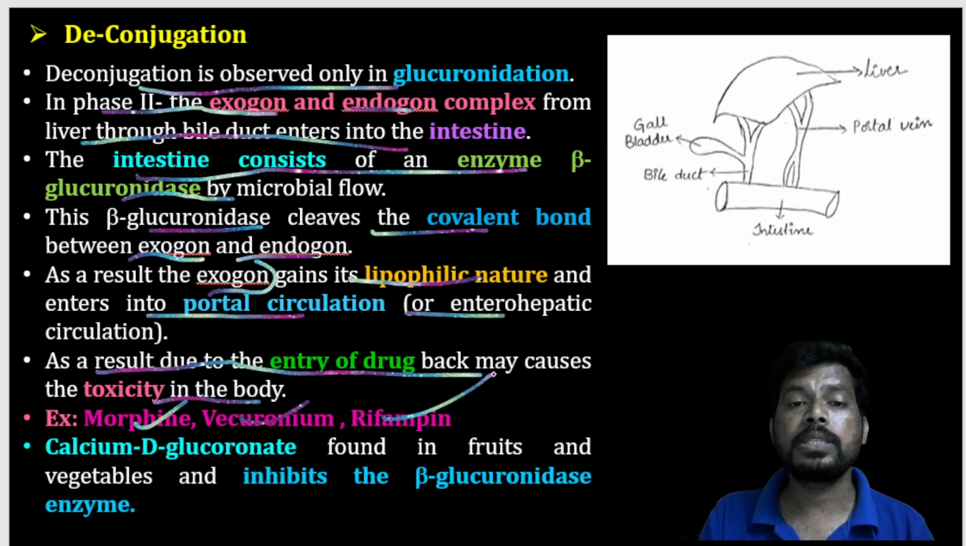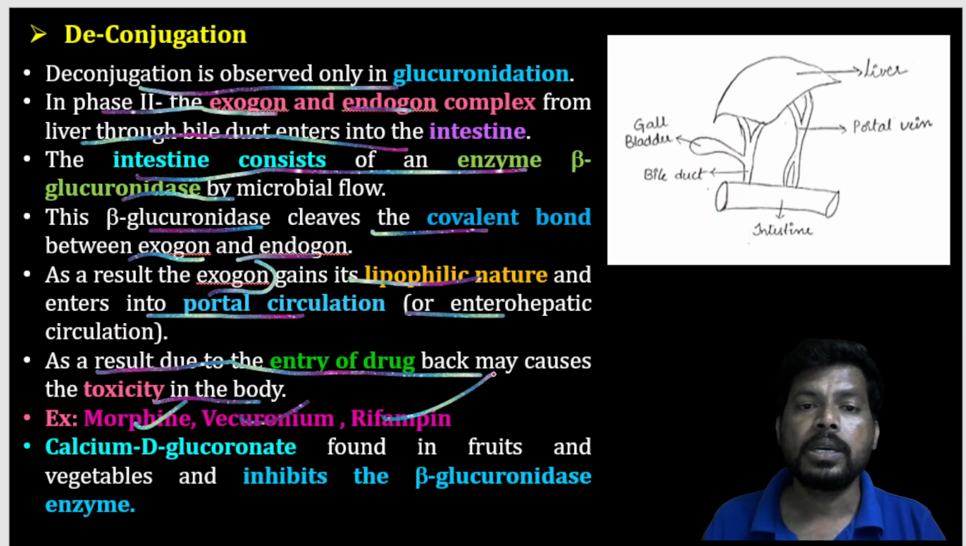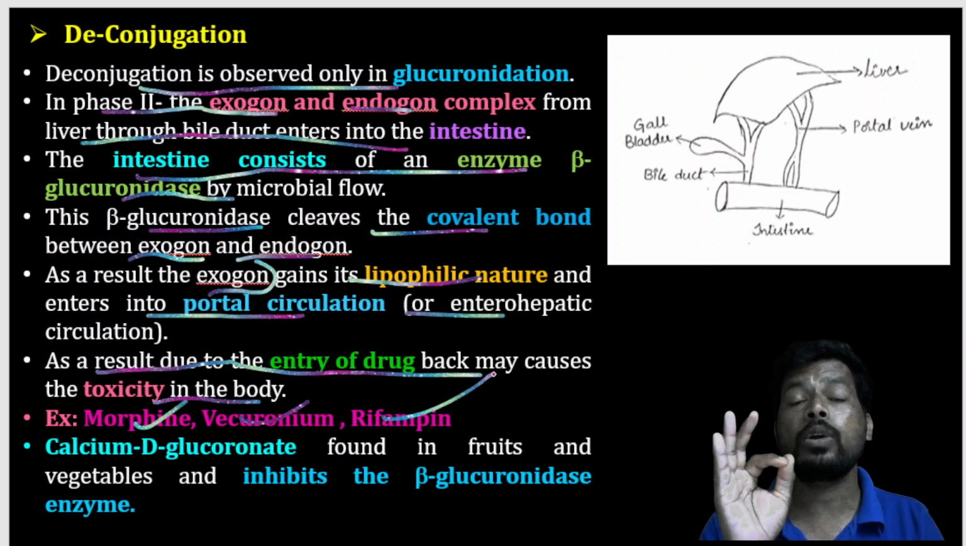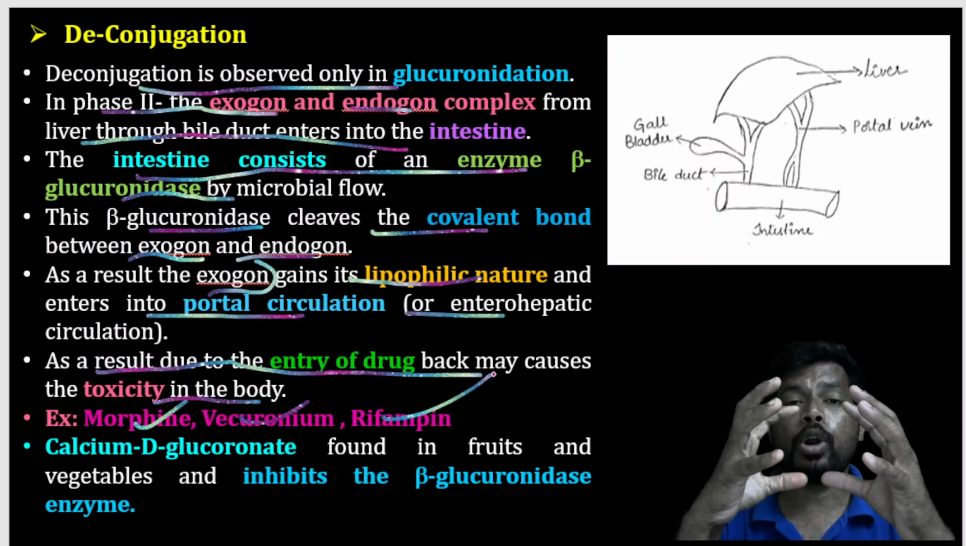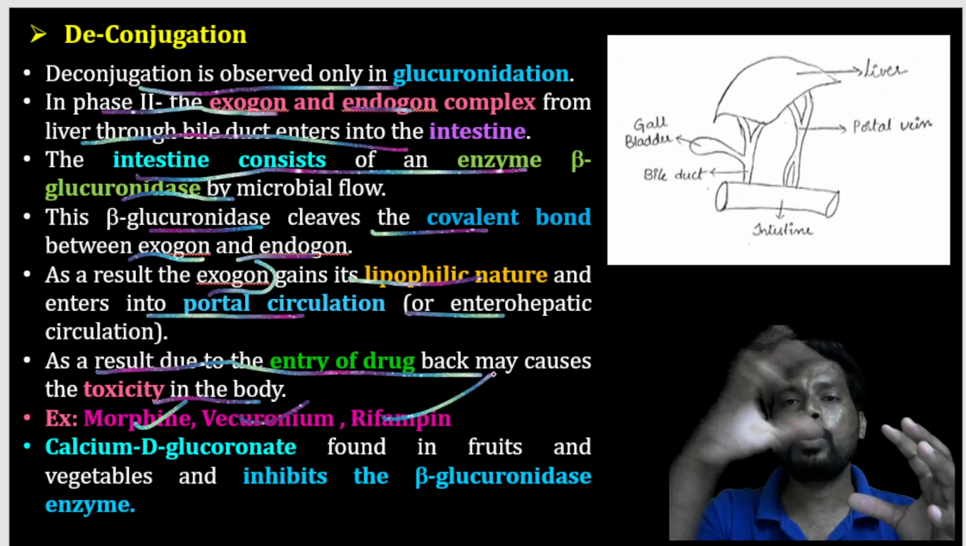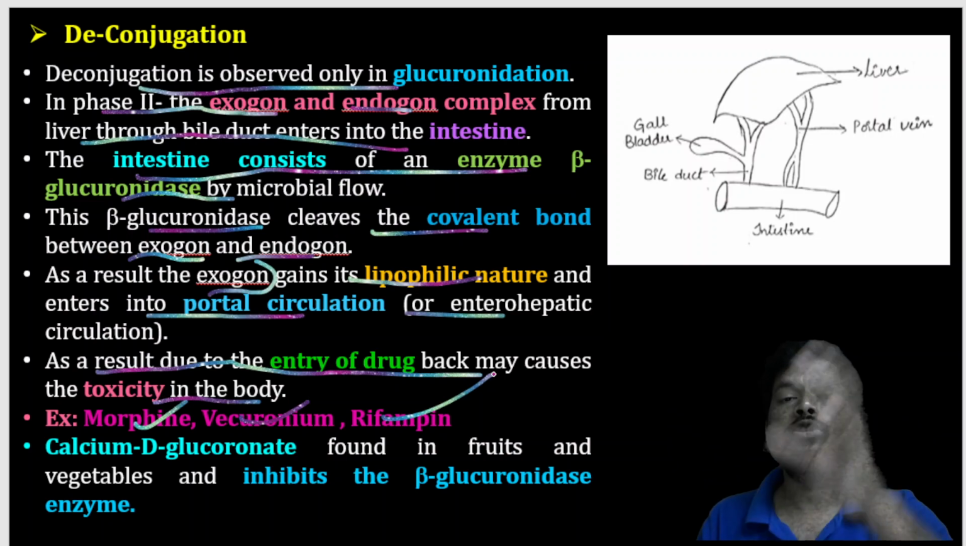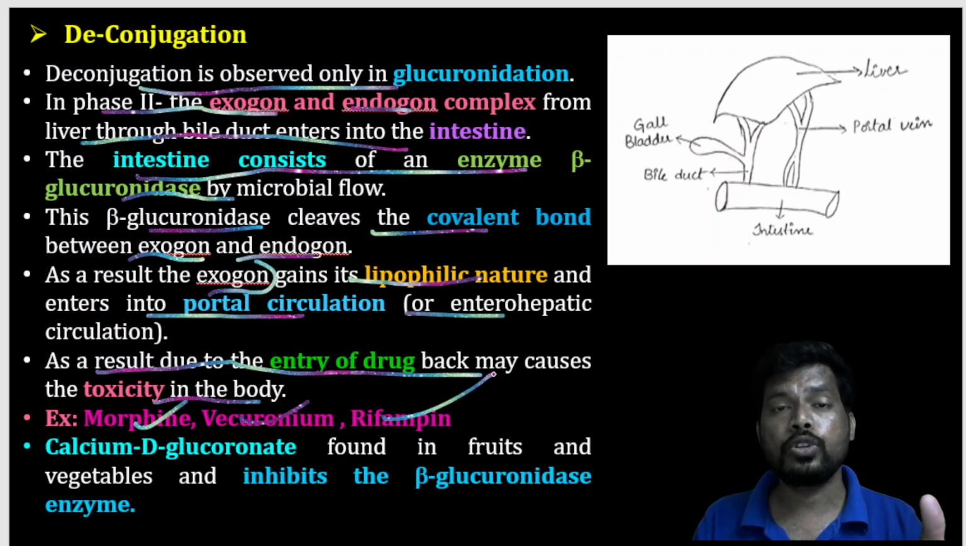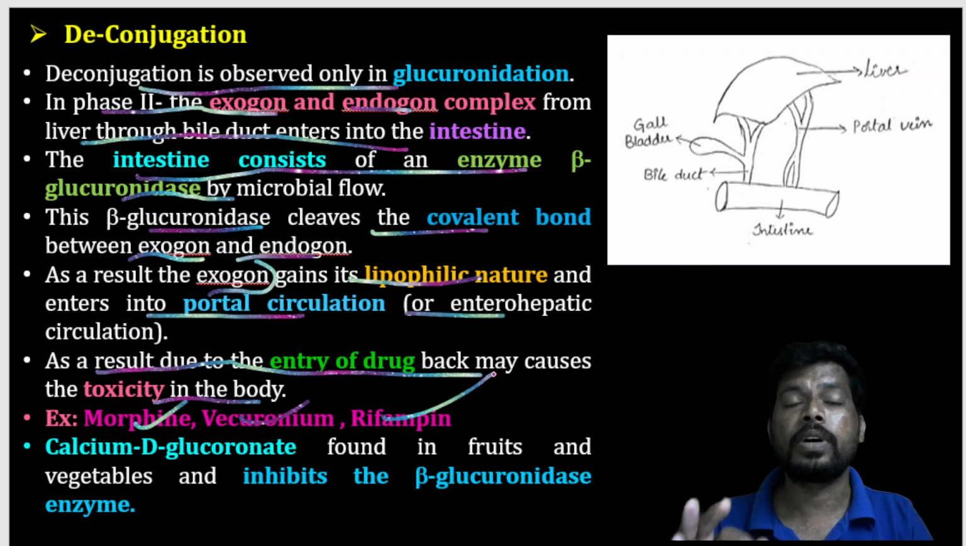So what is the enzyme here? That is beta glucuronidase. Beta glucuronidase breaks the bond between the exogen and the endogen, so the endogen polar moiety is separated and the exogen moiety is separated. This exogen again enters the systemic circulation through the intestine and liver, known as enterohepatic recycling.